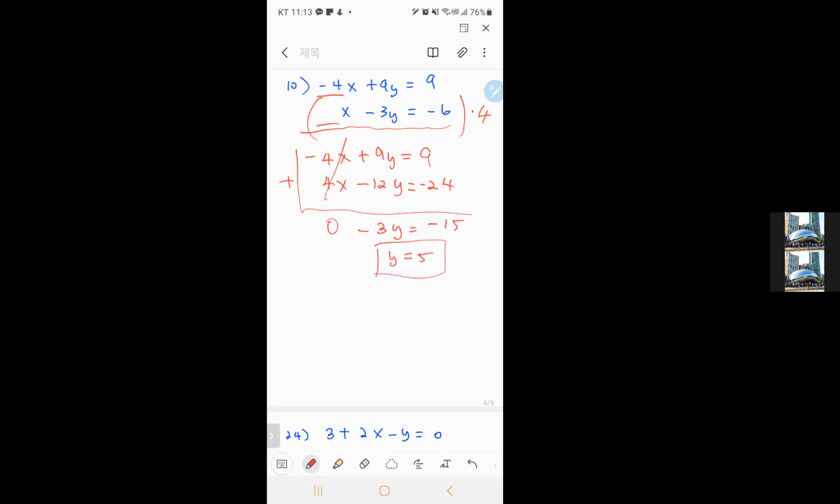Now I'm going to use this equation right here. Again, you can use this one, this one, this one, this one. It does not matter because they all should be true. But I'm going to use x minus 3 times y, which is 5, is negative 6. x minus 15 is negative 6. x is 9. Right, so my final answer would be 9, 5.